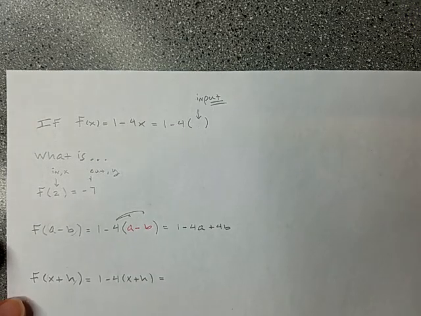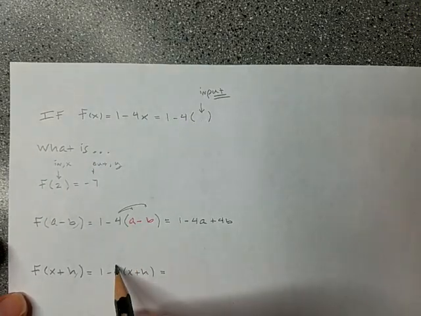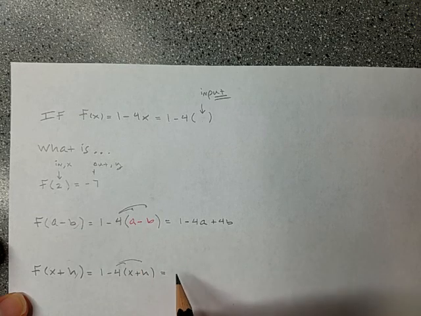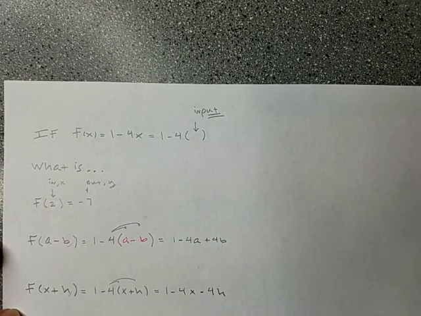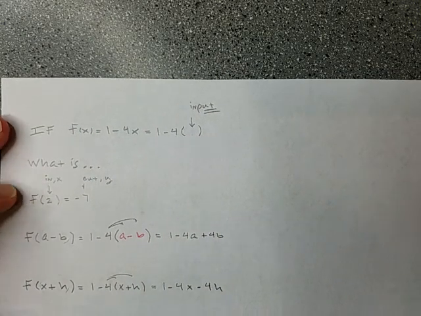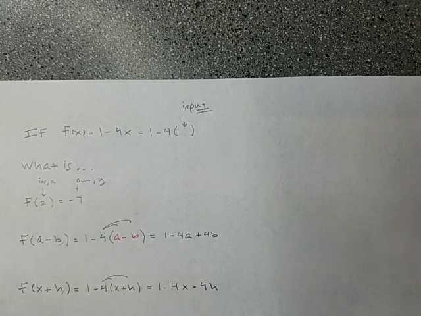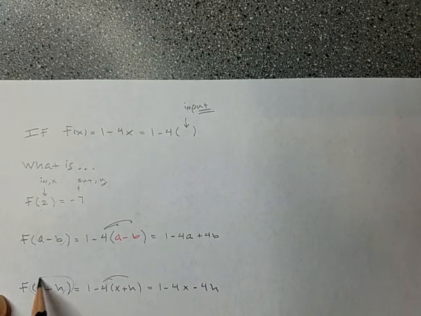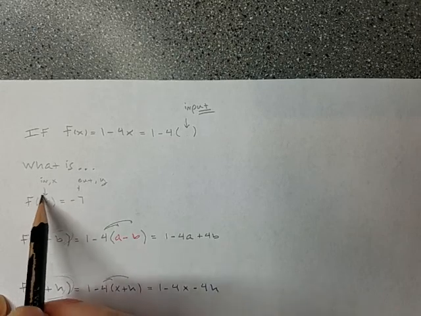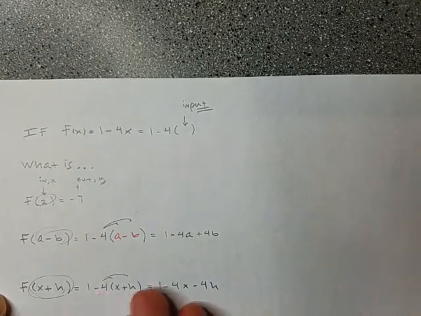Okay, can we do anything with that? Well, like this one up here, we can distribute. So I get 1 minus 4x minus 4h. All right, so hopefully then, if you didn't already know, you see what it means when we put something right there. That's what we want the input to be, and that's how we handle it.